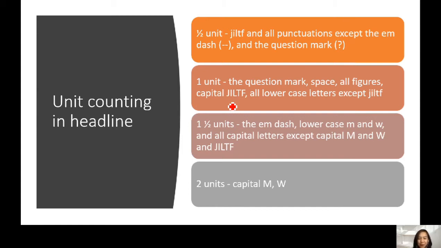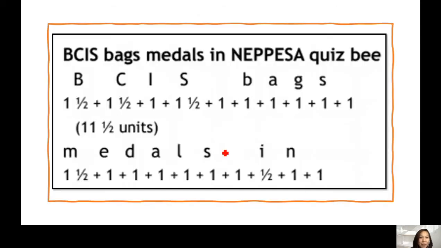Okay, so that's it. The 1.5 units and the 2 units. Ito yung pinakamalaking sakop, yung M tsaka yung W. Okay. For example, yan, ganyan magbilang. Yung B, 1.5, yung C, so 11.5 units na siya, yung BCIS tags. So minsan yung binibilang nila yan kasi dapat eksakto. Ito lang yung binigay na space sa'yo, kaya dapat ayusin mo.